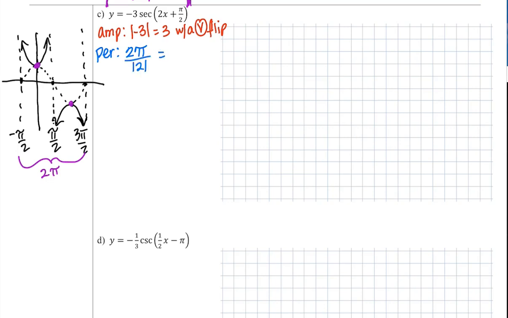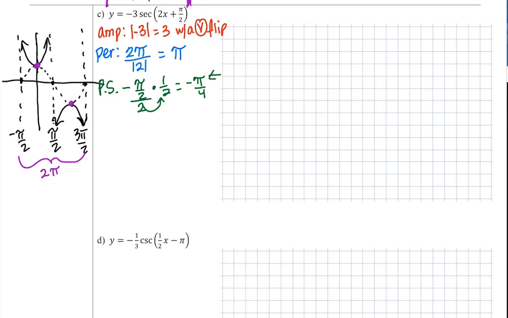So 2 pi divided by the absolute value of 2 is pi. So there's a horizontal compression there of a half. Your phase shift is the opposite of your c term over your b term. So negative pi over 2 over 2. And remember, this is a complex fraction, so multiply by the reciprocal, and you get negative pi over 4. So that means you're going to push your graph left.